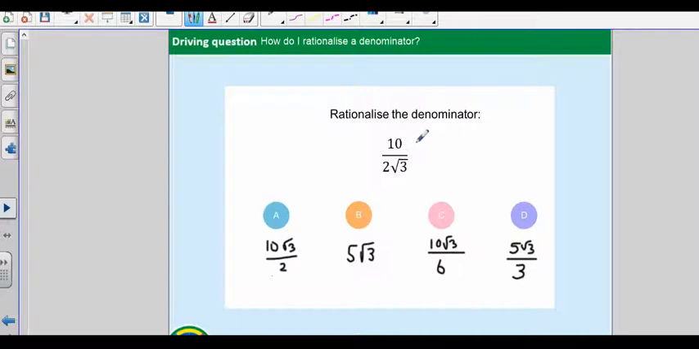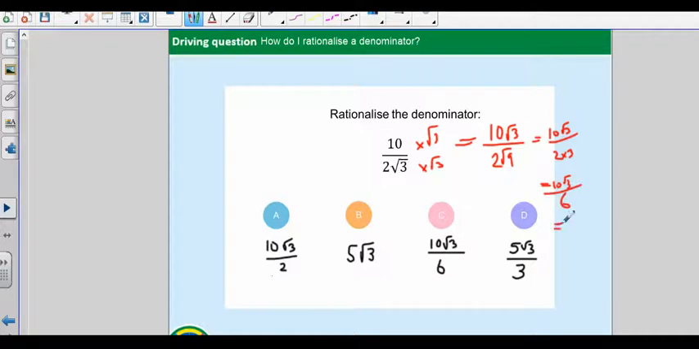If we multiply by root 3, I would get 10 root 3. Whoops, that's terrible. 10 root 3 over 2 root 9, which is 10 root 3 over 2 multiplied by 3, which is 10 root 3 over 6, which can be simplified to 5 root 3 over 3. So the answer is D.